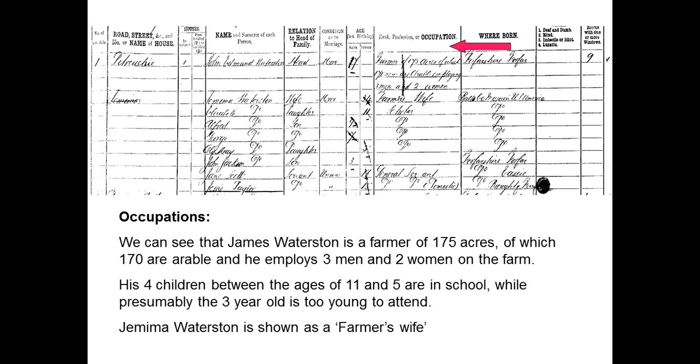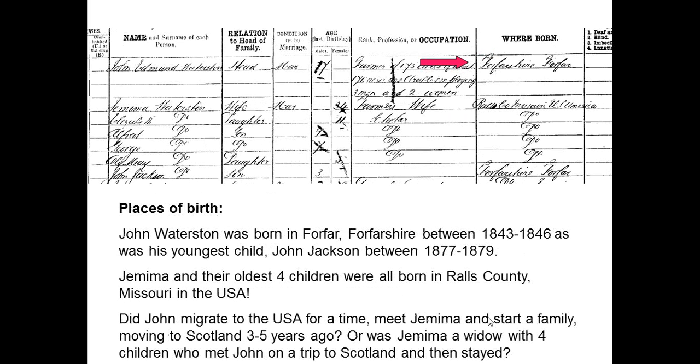Often there's not a record of an occupation for a woman, although here we can see that Jemima is actually listed as a farmer's wife. Again, we've seen that this column here shows us the place of birth, and this is for John, and we've mentioned already Jemima and the 4 children being born in the USA.